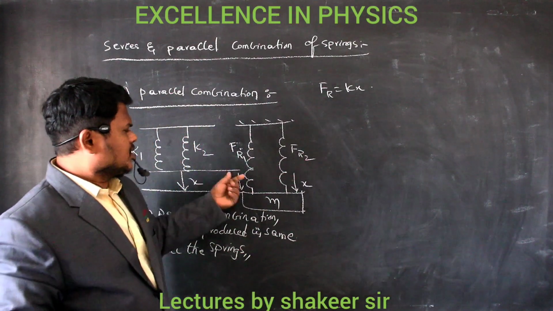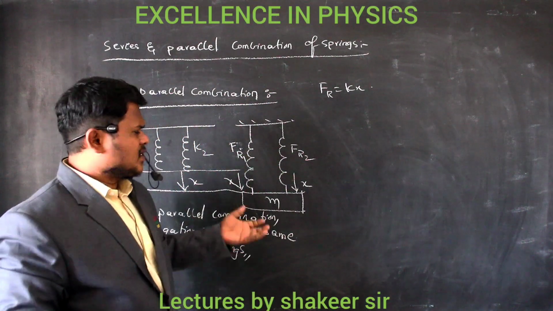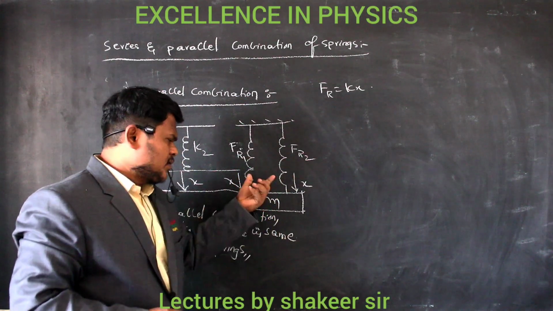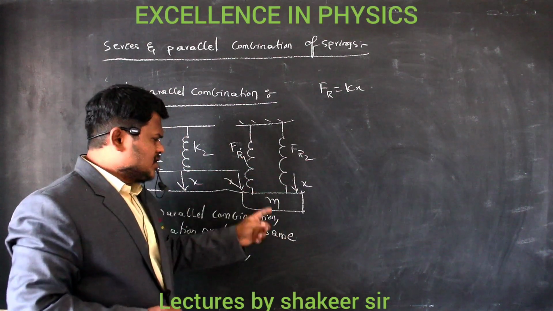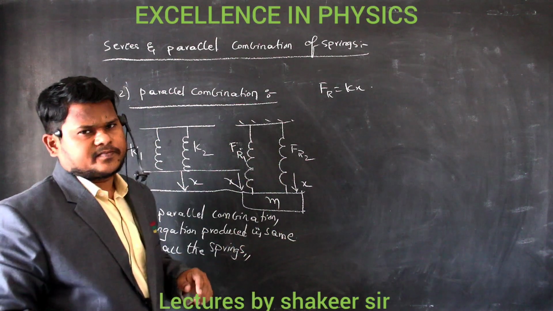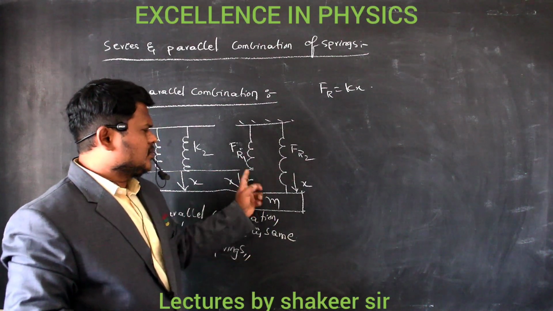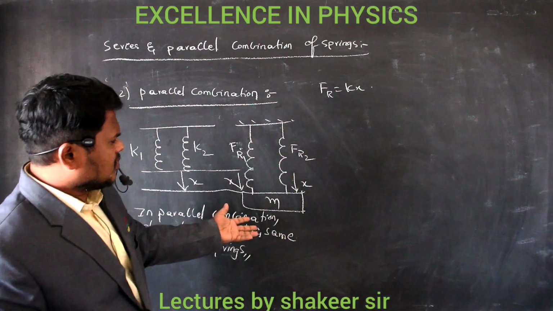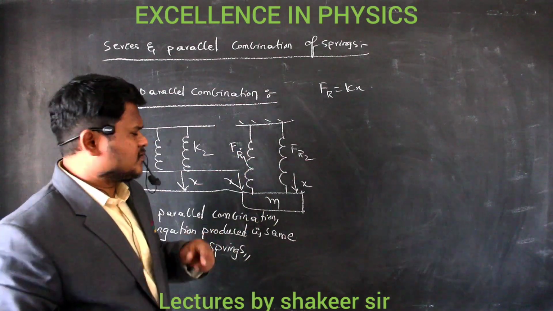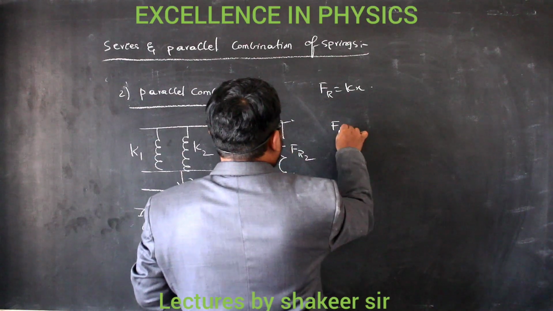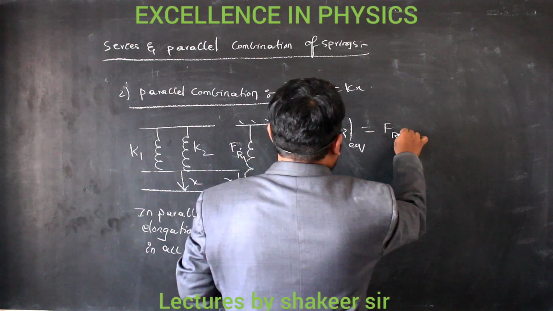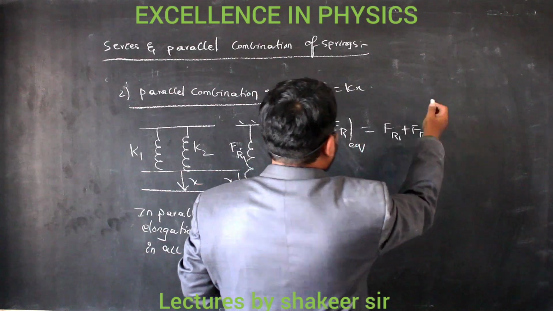Clear? Now what these restoring forces are doing? These restoring forces are balancing the weight of this body. Weight mg is acting downwards, no? So this mg is being balanced by both of these restoring forces, because this mass is being supported by both these springs, no? So total restoring force produced in this combination is Fr1 plus Fr2. So what can I write? Equivalent restoring force is equal to Fr1 plus Fr2.